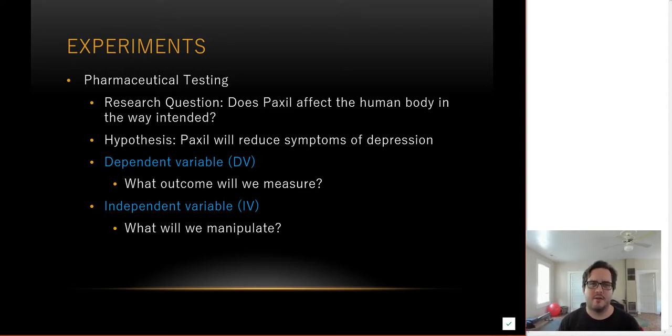Okay, the independent variable is within an experiment the thing that you're going to manipulate, the thing that you are possibly going to give in differing amounts to different participants within your study. So in our example here, Paxil would be the independent variable. We are either going to give people Paxil, or maybe we'll give them something else, either a lower dose of Paxil or a placebo, a control, a sugar pill, something that does nothing. So the independent variable is the thing you're going to manipulate.